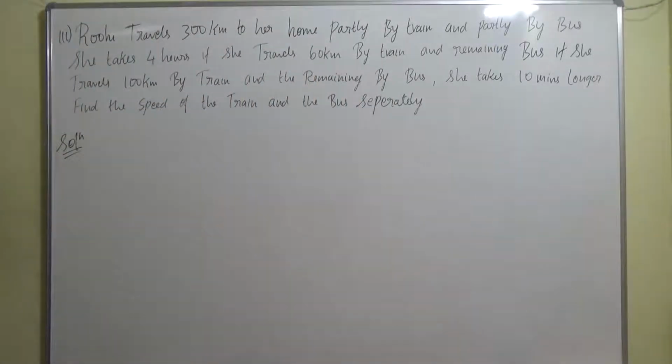Third sub question says, Ruhi travels 300 kilometers to her home partly by train and partly by bus. She takes 4 hours if she travels 60 kilometers by train and the remaining by bus. If she travels 100 kilometers by train and the remaining by bus, she takes 10 minutes longer. Find the speed of the train and the bus separately.